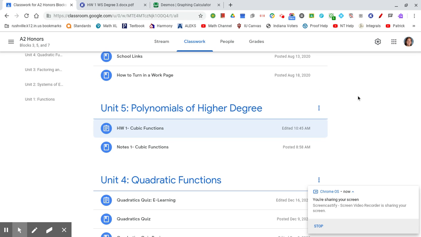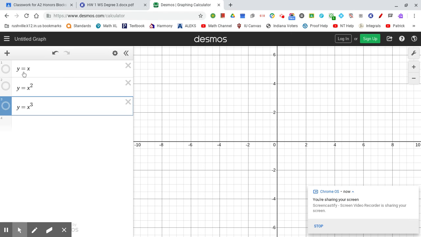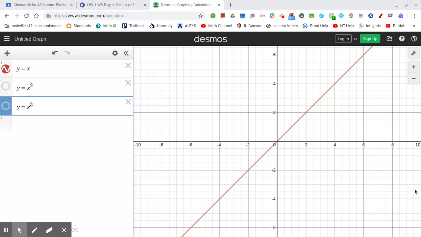Welcome back, students. Today we're going to get into our new material over polynomials of higher degree. So far we've studied linear functions, where y equals x, y equals mx plus b, the graph is going to be a line. So linear functions. What makes it a linear function?